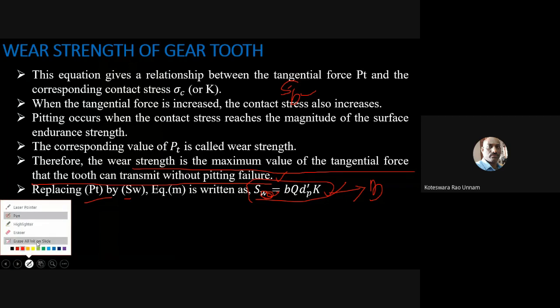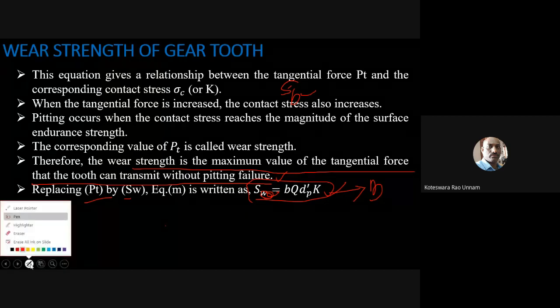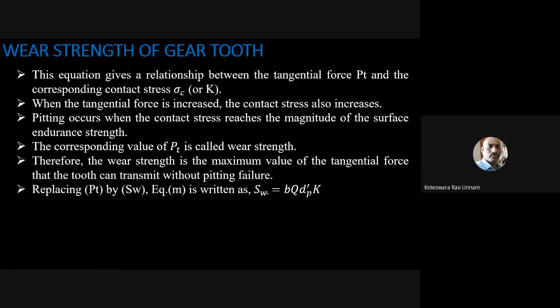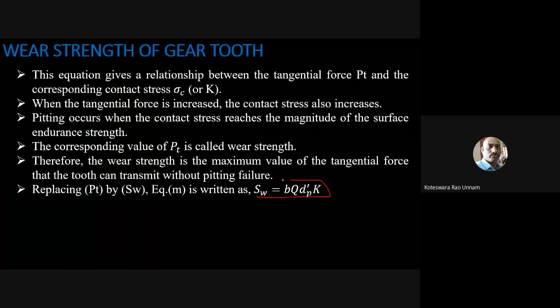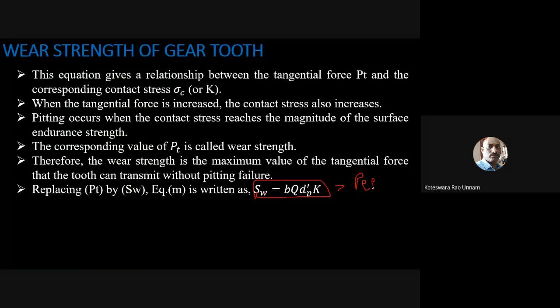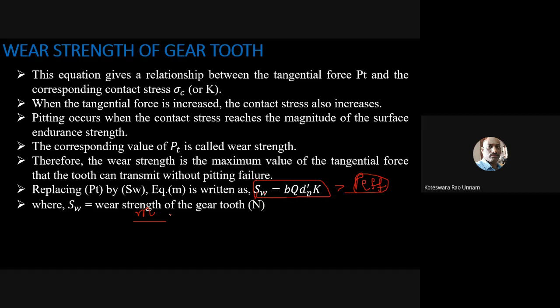So now we calculated the wear strength. But what did we say in the beginning? To design, this wear strength should be greater than your P effective. Then you can say that your gear is going to be safe. So what is P effective here again? You need to calculate that. Based on that, you can also derive the expression for the module based on wear strength.